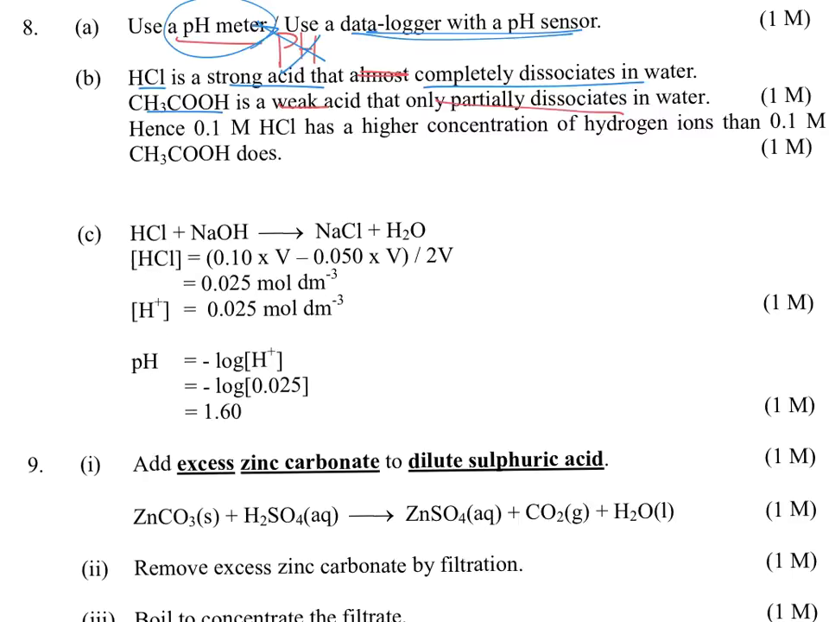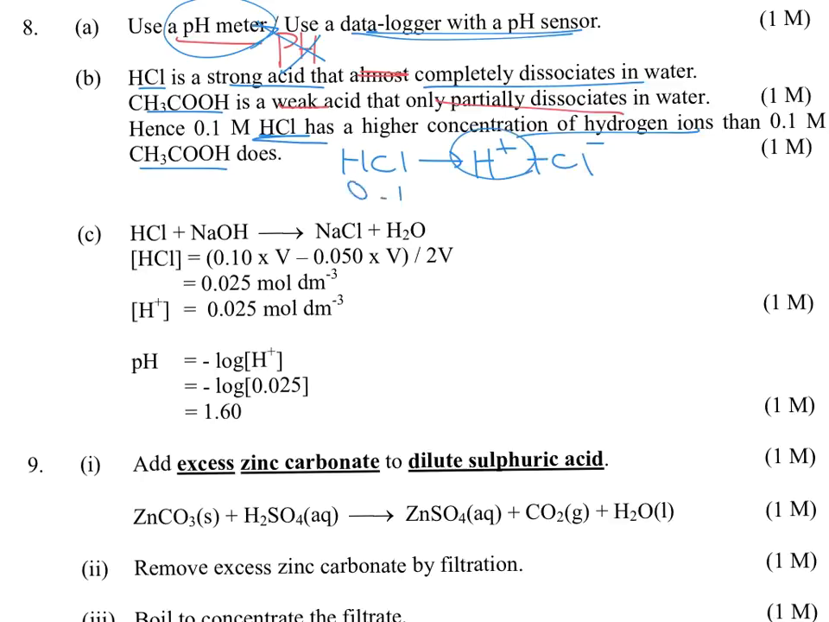Okay, and you need to answer one more point, not just strong and weak. That's why hydrochloric acid has a higher hydrogen ion concentration than ethanoic acid. Why? I give you extra information because hydrochloric acid will completely ionize to form hydrogen ion.